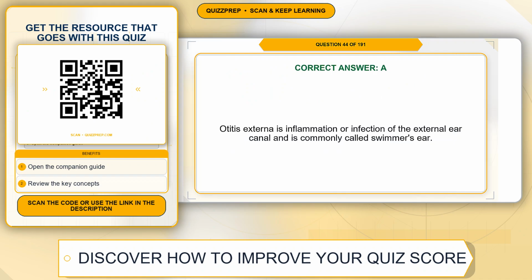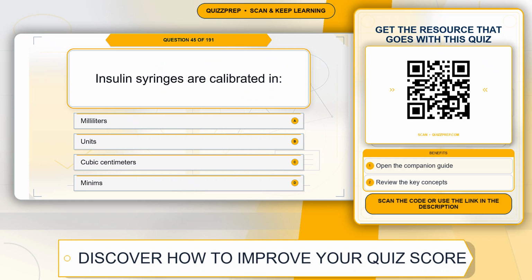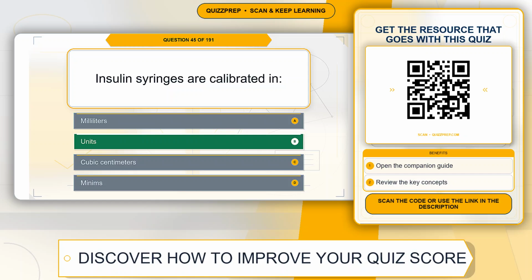Explanation. Otitis externa is inflammation or infection of the external ear canal and is commonly called swimmer's ear. Question 45. Insulin syringes are calibrated in option A, milliliters. Option B, units. Option C, cubic centimeters. Option D, minims. The correct answer is option B, units.